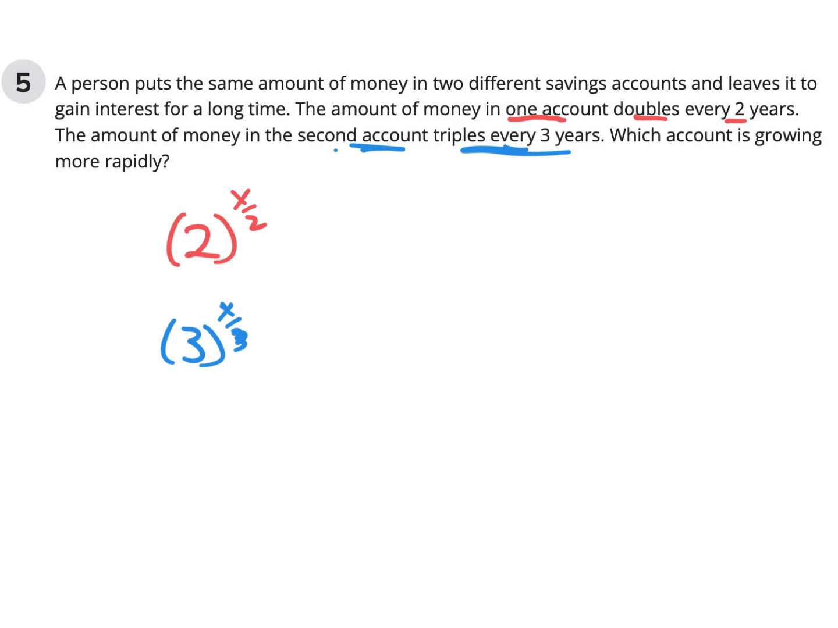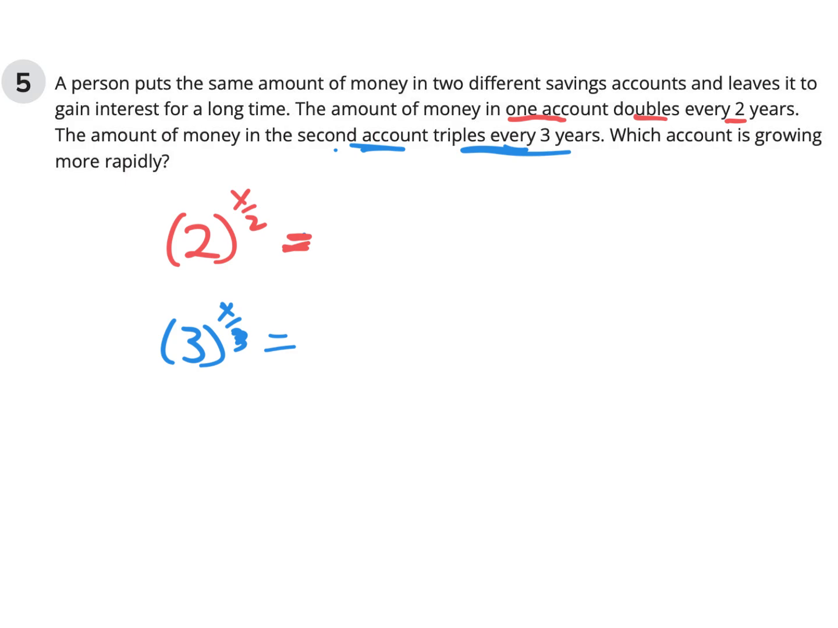So which account is growing more rapidly? Let's run down a table of values. We're going to put them both in a calculator at the same time and compare our numbers. If we look at a common denominator of 2, that gives us the bottom fraction of 2/3. Let's try 6. When X is 6, I can just scroll down.